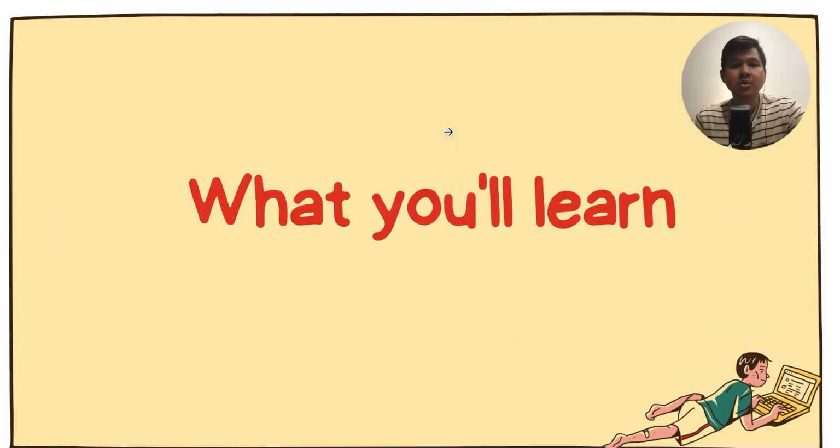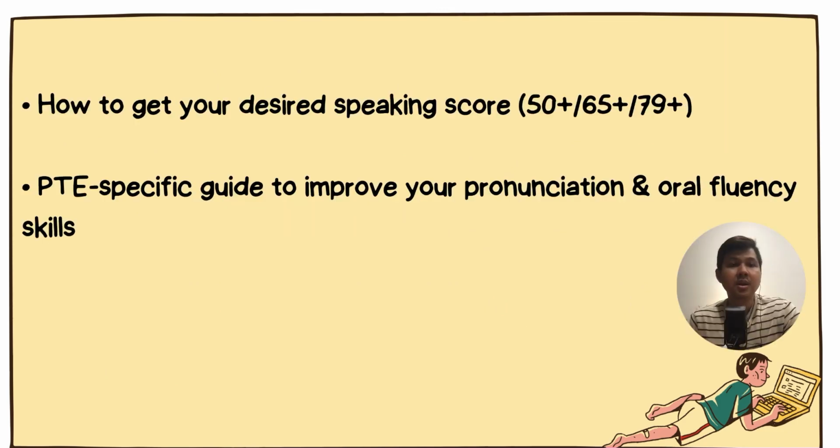So what will you learn in this course? You are going to learn how to get your desired speaking score, whether your target score is 50 plus, 65 plus, or 79 plus. You are going to learn the PTE-specific guide to improve your pronunciation and oral fluency skills, which is very important if you want to get your desired score in the speaking section.